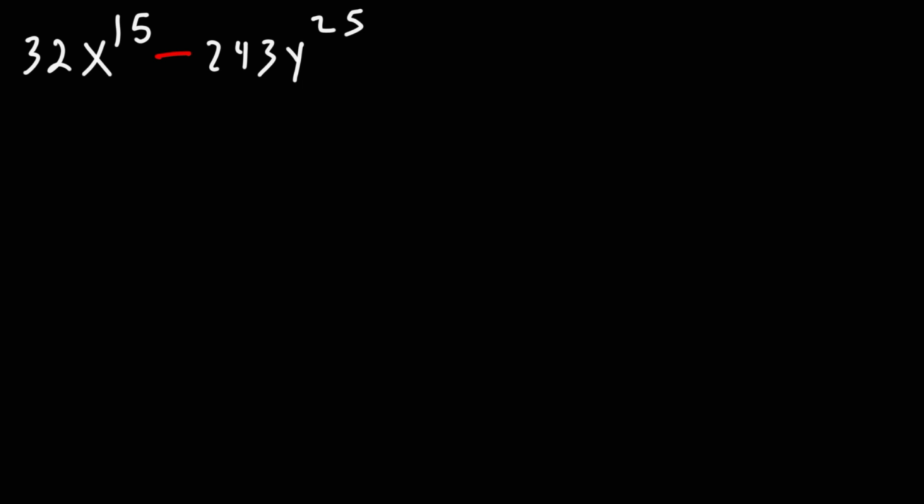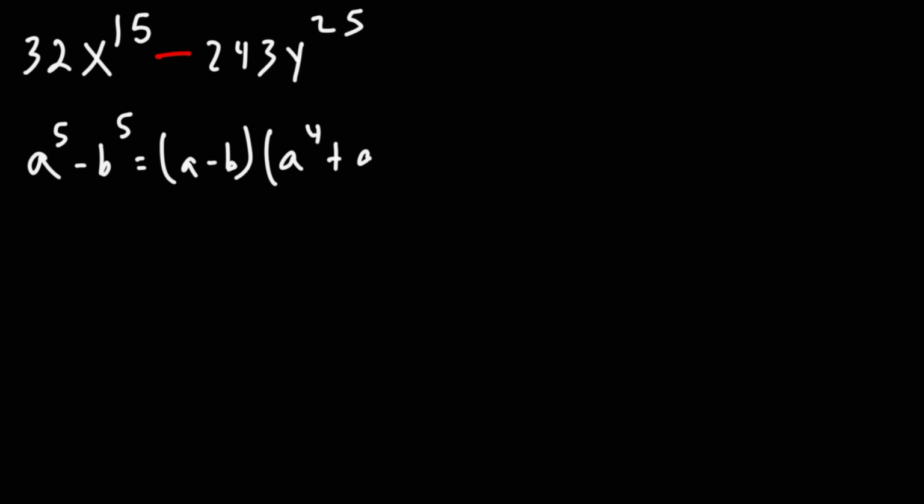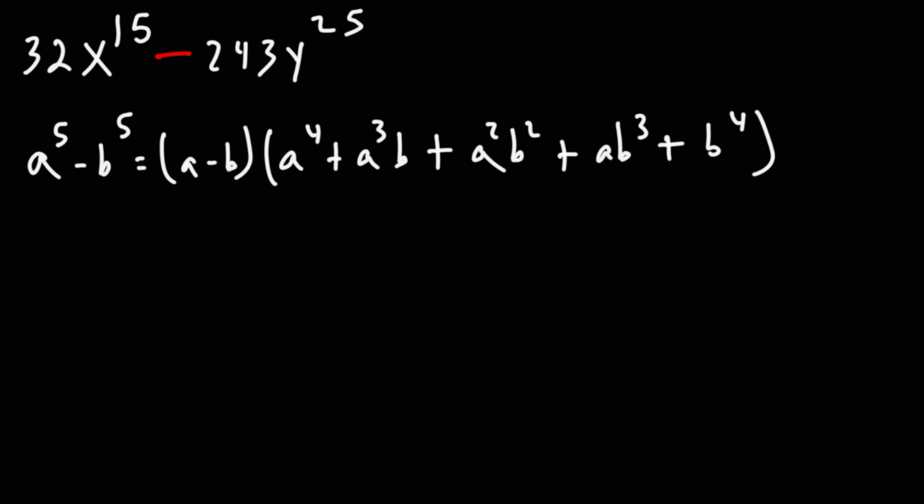Well, it turns out that there's a formula to factor expressions like this. And here it is. a to the 5 minus b to the 5 is a minus b times a to the 4th plus a cubed b plus a squared b squared plus ab to the 3rd power plus b to the 4th power.